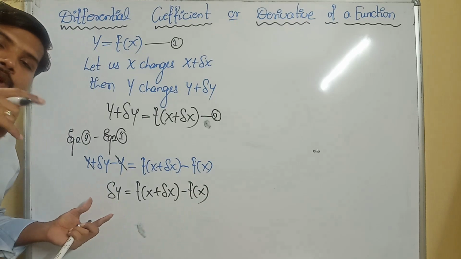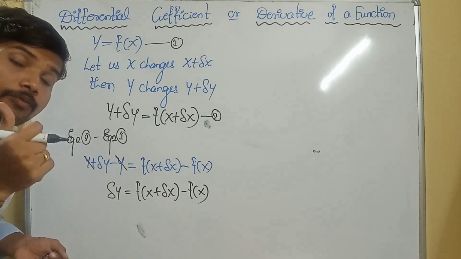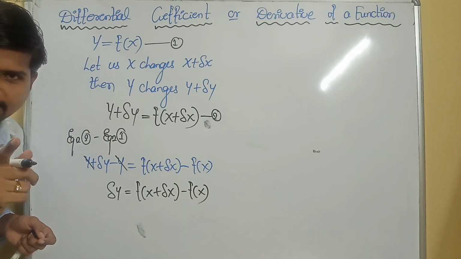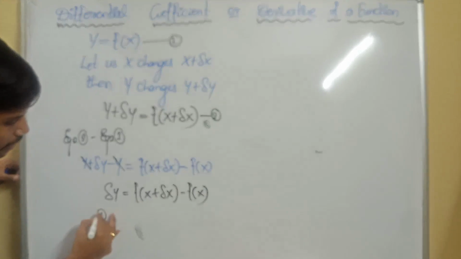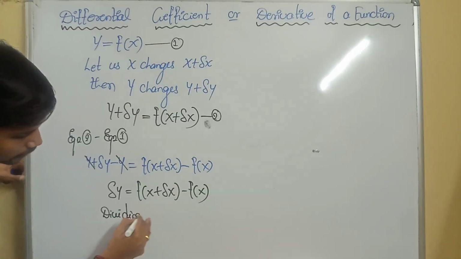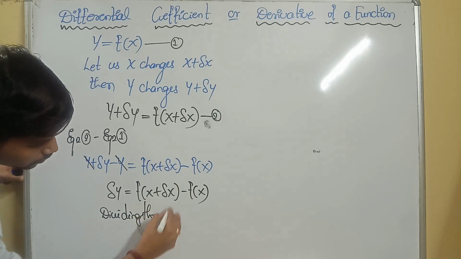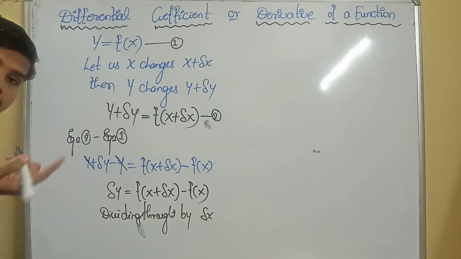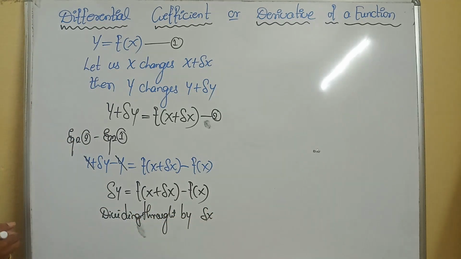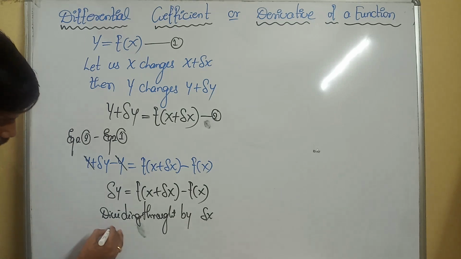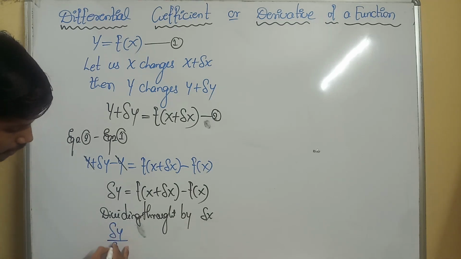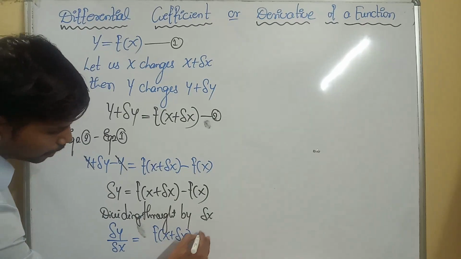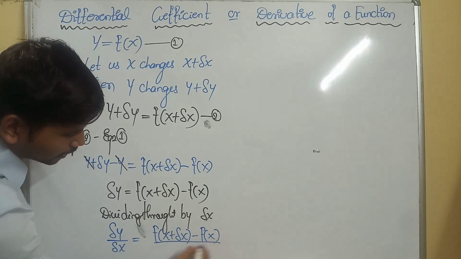Delta y is nothing but a small change that happened in the range. Because of what reason did the change in the range happen? Because of the change in the domain. That's why I need to divide throughout by delta x. Because of the change in delta x, because of the change in the domain, there may be a change in the range. So the next step is delta y by delta x is equal to f of x plus delta x minus f of x, divided by delta x.